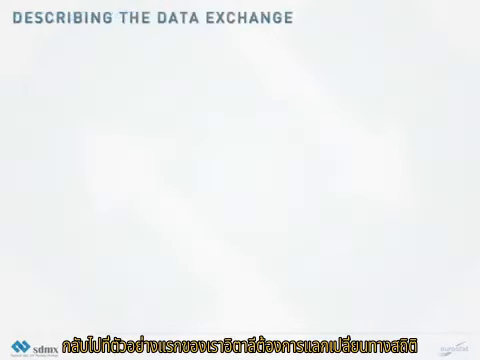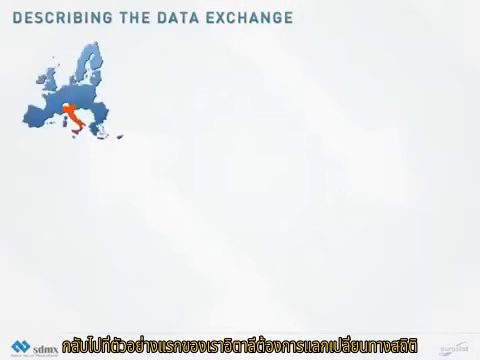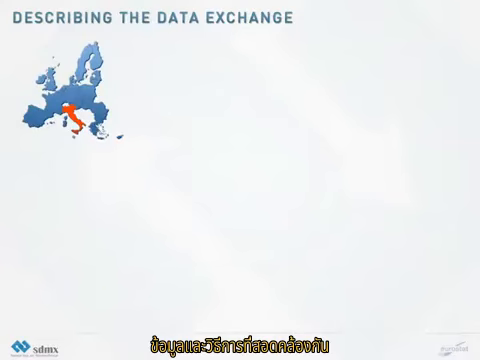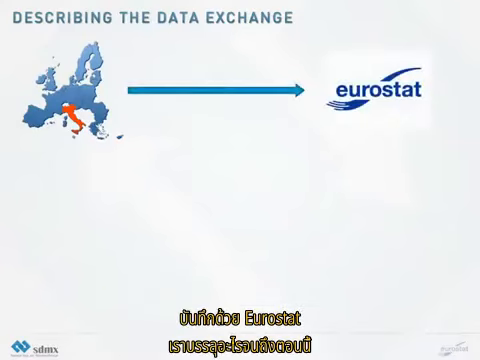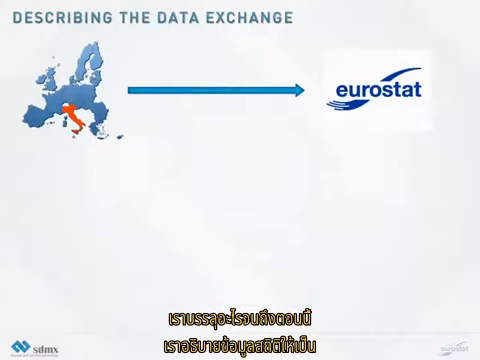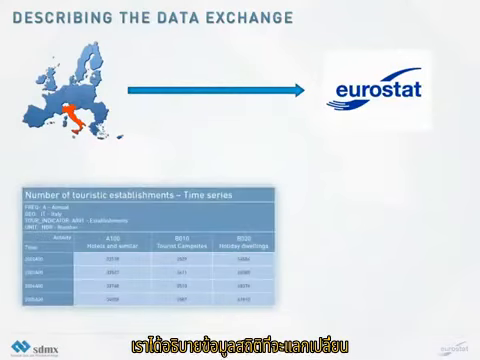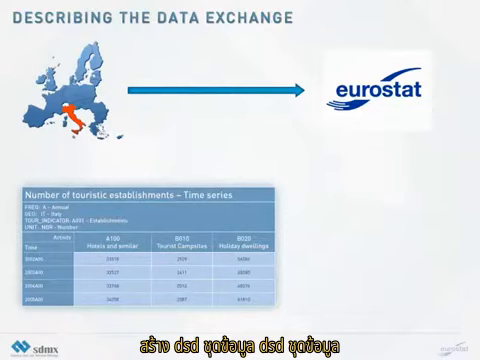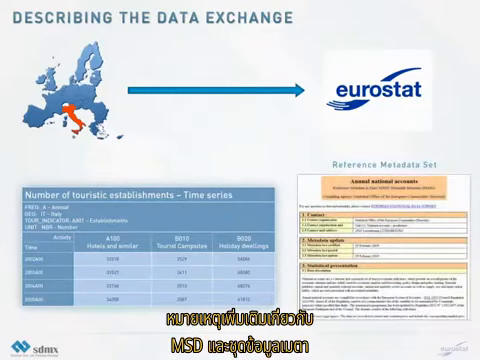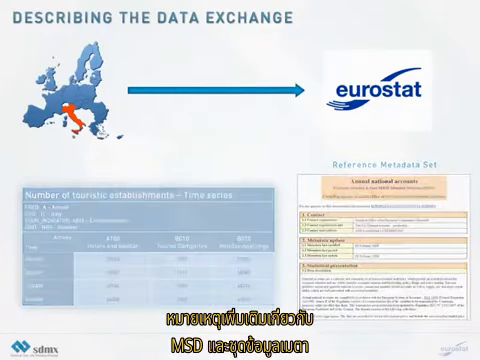Let's go back to our first example. Italy wanted to exchange statistical data and the corresponding methodological notes with Eurostat. What did we achieve so far? We described the statistical data to be exchanged with the concepts and code lists building a DSD, the data sets that need to be exchanged, and the additional notes with the MSD and metadata sets.